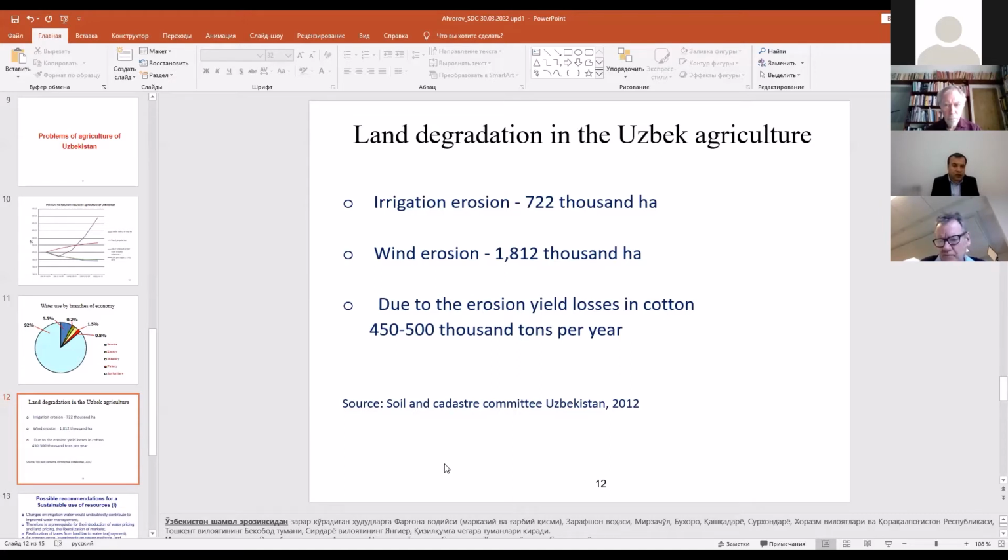Due to erosion, on average, 80 tons of soil is moved by wind per hectare. It's multiplied by 2 million, so a huge amount of dust is moving all over Uzbekistan. For example, due to erosion, yield loss in cotton is about 500,000 tons of raw cotton per year.